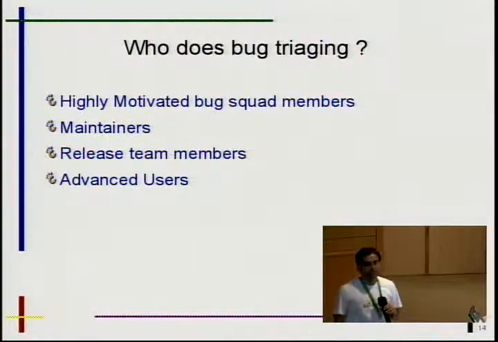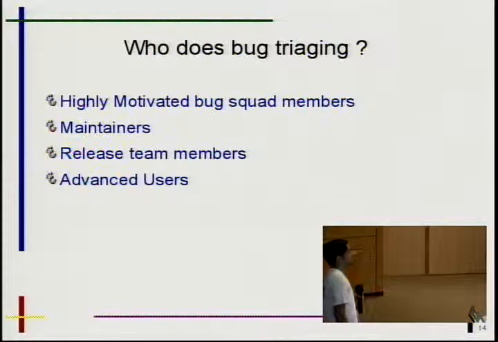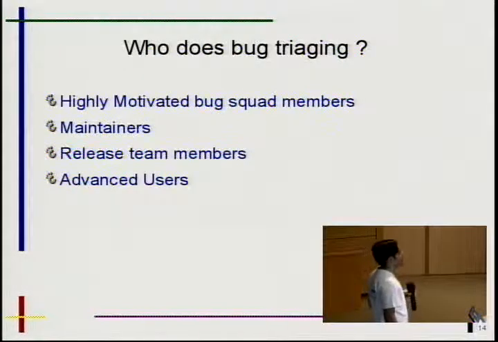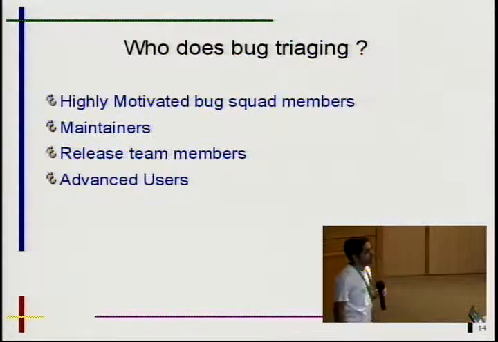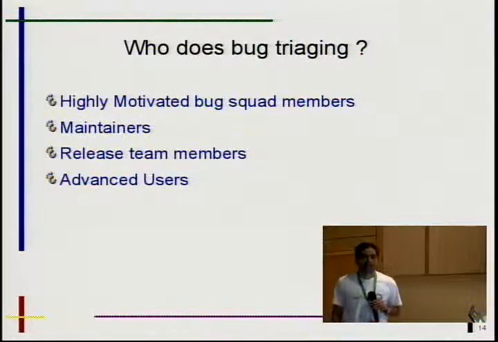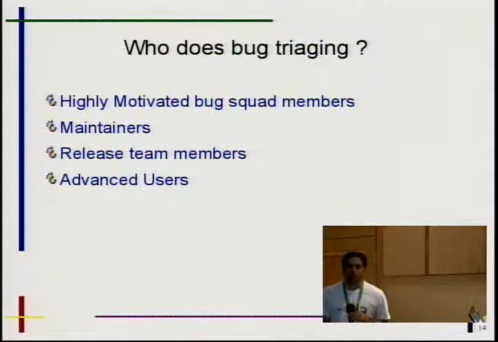Next will be release team members. As a release team member, they have the responsibility to release the right and stable product. Before releasing any product, they need to analyze how many bugs there are, and how many are critical or blockers. Without fixing them, we can't release. So if they want to maintain a list, or come up with a bug list which has all the blocker bugs, then they do triaging.